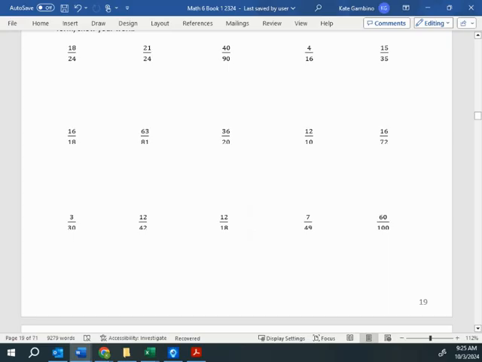18 divided by 24. What do you think I can divide out? What scale factor can I divide out of 18 and 24? Sarah? I can divide a 3 out. What is 18 divided by 3, Sarah? 6. And then 24 divided by 3, you said is what? 8.